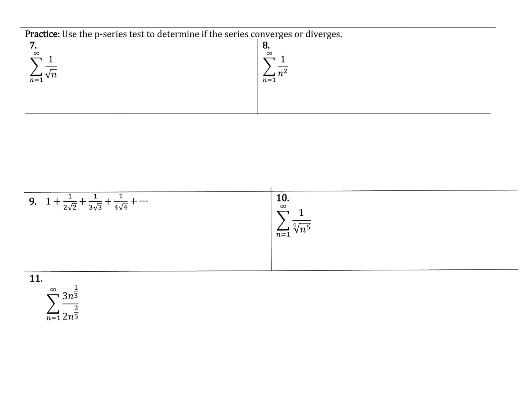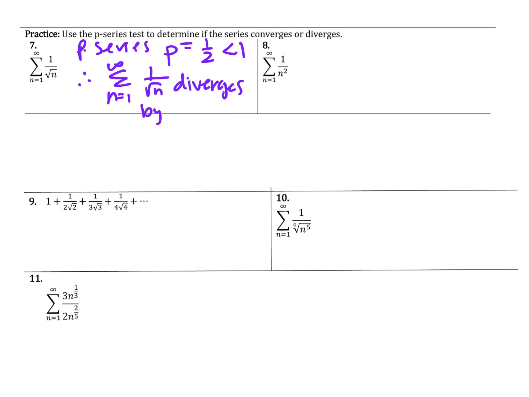All right, I want to work through 7 and 8 with you so that you can get an idea of how this works, and then I want you to try 9, 10, and 11 on your own. So this is a p series, and p is equal to 1/2, since this could be rewritten as 1 over n to the power of 1/2. 1/2 is less than 1. Therefore, the series from n equals 1 to infinity of 1 over the square root of n diverges by the p series test.